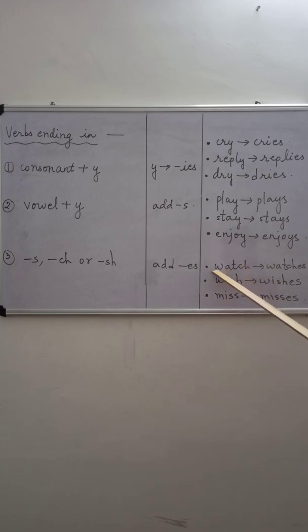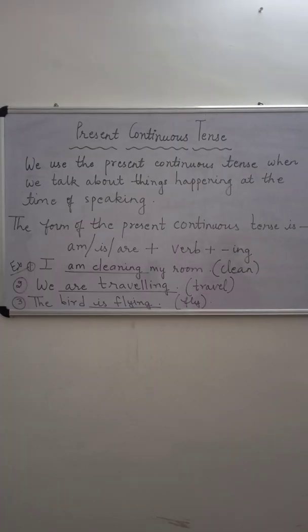Now you can see that this watch ends with ch. So in the simple present tense form, watch becomes watches. We have added an es. Similarly, wish becomes wishes and miss becomes misses. So children, now I am going to teach you about present continuous tense.